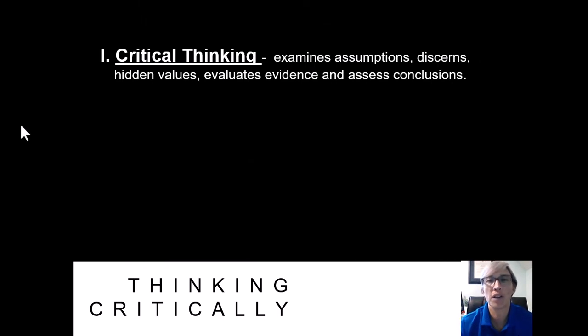When we use critical thinking, we are examining assumptions, which we should not have any assumptions until it's proven by research. Discerns hidden values, evaluates evidence, and assesses conclusions. When we think critically, those are the things that we are doing in order to get ourselves to theories. Now, in psychology, we look at a lot of different theories which are assembled based on observation and evaluation and analysis. So scientists will amass loads and loads of data and distill it down into a theory.